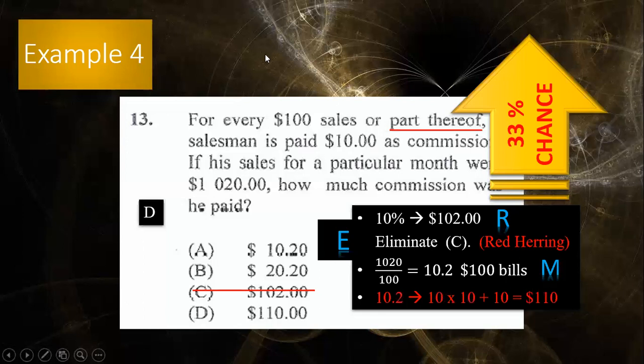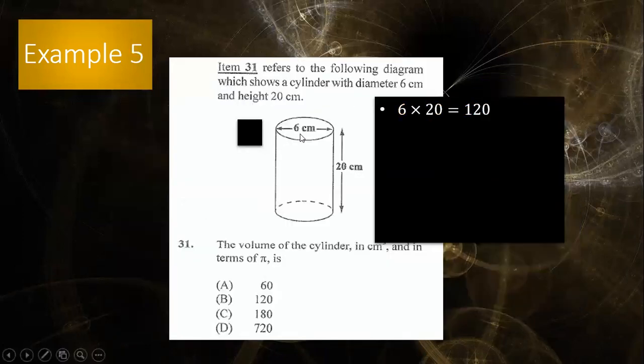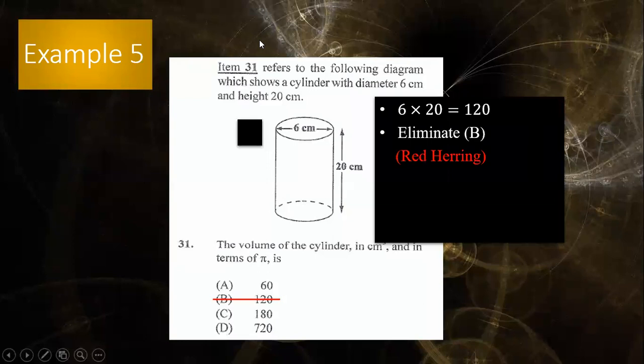So the answer should be, right? So you can go ahead and review the record. Right. So let's look at this question. Item 31 refers to the following diagram, which shows a cylinder with diameter 6 centimeters and height 20 centimeters. So the easiest red herring here, the biggest error you can make, will be 6 by 20 is 120. So therefore, B is the red herring, so you eliminate B.